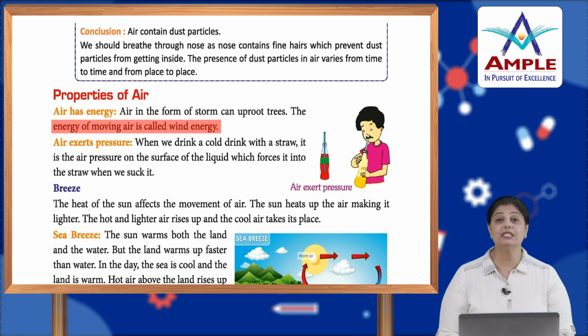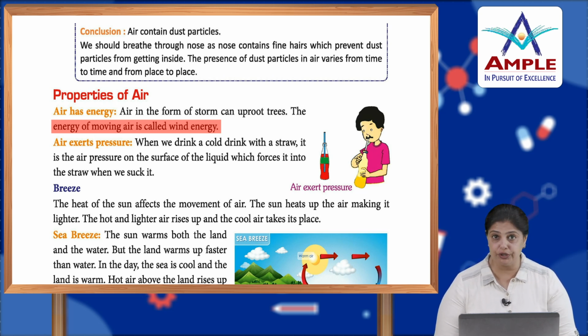Sometimes we see that the speed of the air is really very high, and then we will see that everything is just flying away, even the trees are getting uprooted and all. So, that is the energy that air has. This is known as the wind energy.